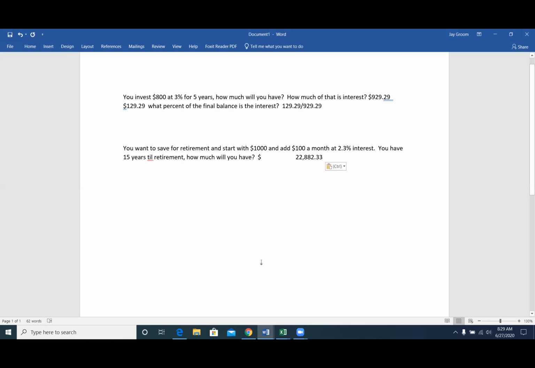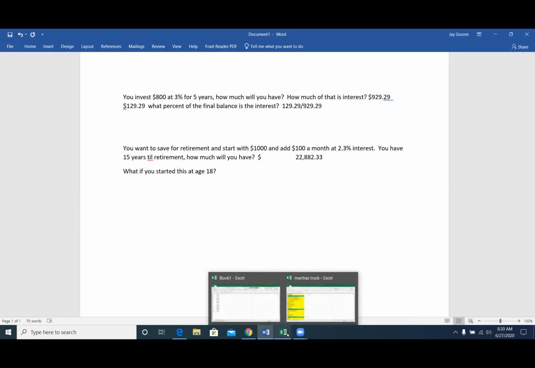But what if you had more than 15 years? What if you were young? What if you started this at age 18? Now, I remember my grandpa always yelling at me about, you need to start saving money for retirement, boy. I'm like, I don't even have a real job, Grandpa. What are you talking about, you weirdo?